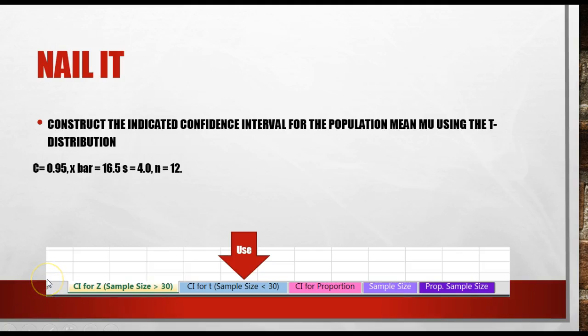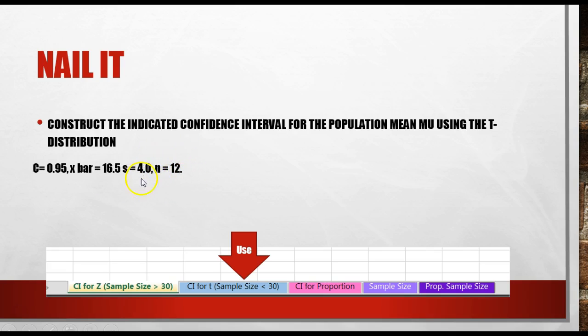Let's look at another type of problem. Construct the indicated confidence interval for the population mean mu using the t-distribution. They're telling me to use the t-distribution, but if they didn't, I would know I had to because the sample size is less than 30.